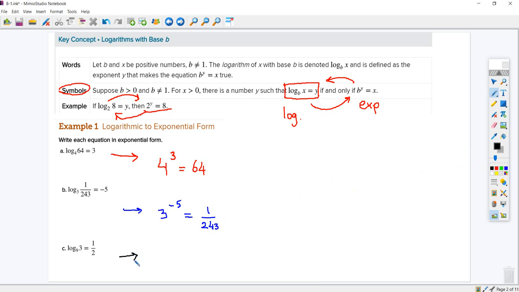Let's look at the next example. We have 9 here as the base, right? Always start with the base number, 9. 1 over 2 was on the other side. Now it goes inside with 9 but the exponent is equal to 3. That's it. These are the exponential equations equal to logarithmic equations. It's definitely fine doing it backwards too.